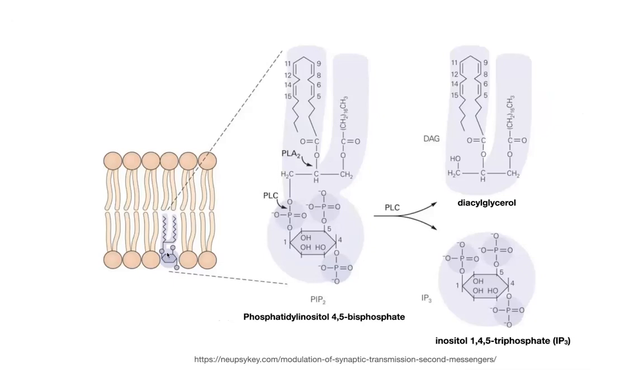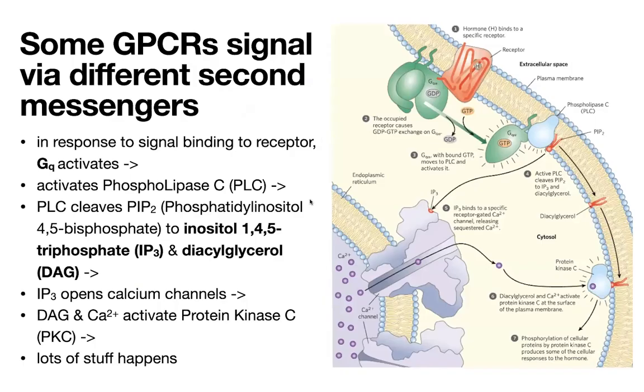Remember that in a phospholipid, we had this phosphate-containing head group that was hydrophilic, and then these hydrophobic tails. If we cut that hydrophilic head off, now we have this soluble part, this IP3, which is now free-floating. And we also have the part that's still embedded in the membrane, the lipidy part, the diacylglycerol. Both of these are going to serve important signaling functions.